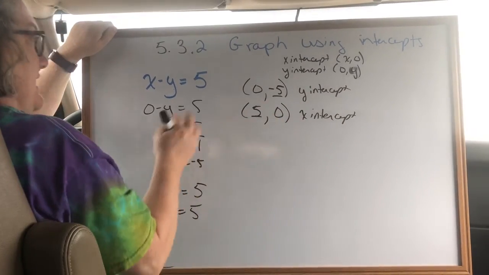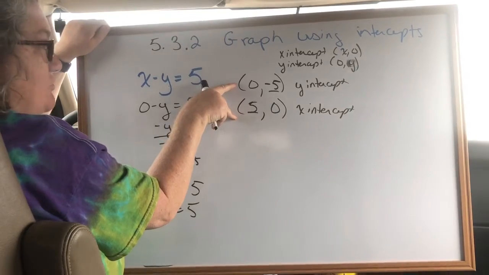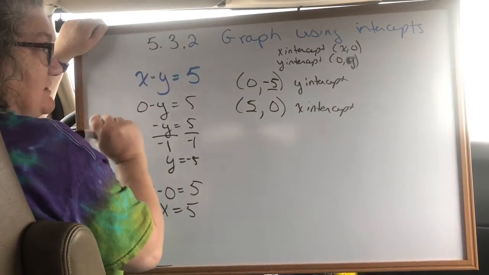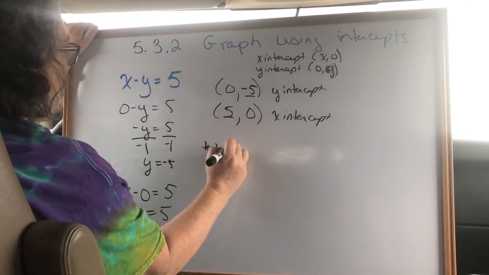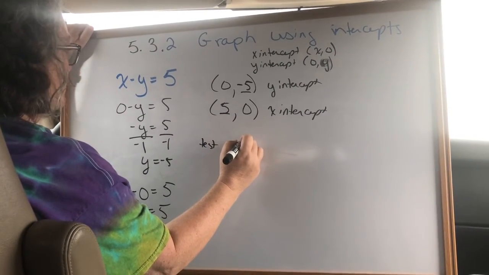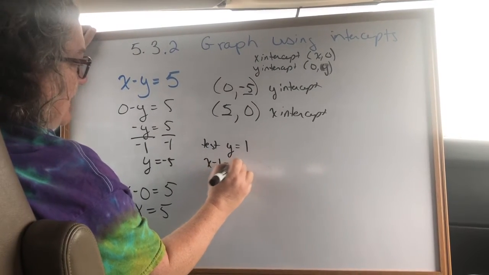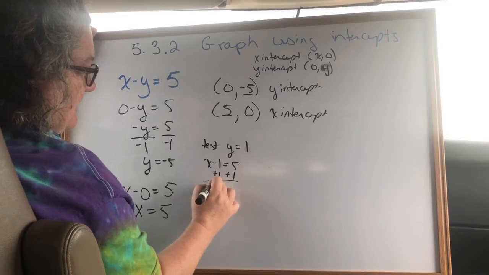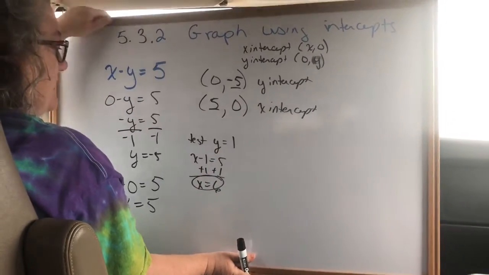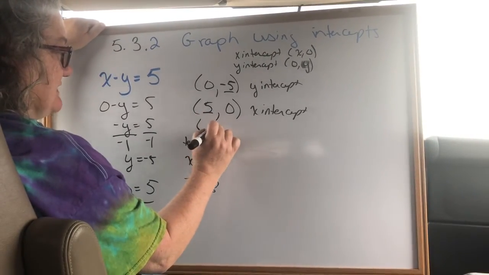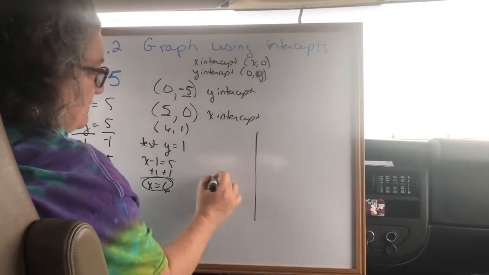And we have 5. Now, even though it says we need 2 points here, we have to use these 2 points. You might want to check a third point just to make sure that you got it right. So why don't we just test y equals 1, okay? So that means that we have x minus 1 equals 5. So we add 1 and we have x equals 6. So that should be another point, our point could be 6, 1. It's always helpful just to test that third one, just to make sure we're all on the same path.